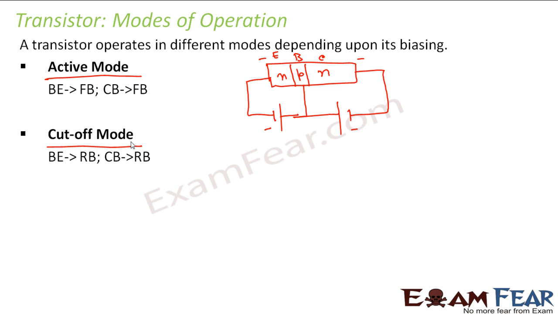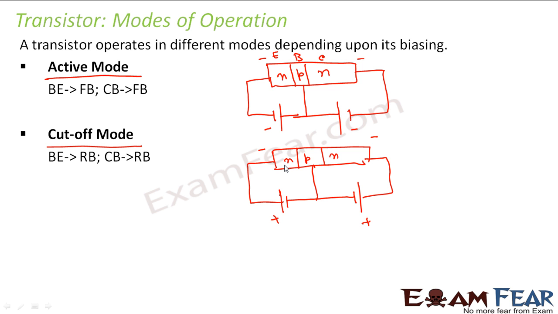Cutoff mode. What is cutoff mode? If both the junctions are reverse biased, that is, the base emitter junction is reverse biased and the collector base junction is also reverse biased. So let us take this transistor. Both the junctions now are reverse biased. So what happens in case of cutoff mode when both the junctions are reverse biased? What do you think will happen?